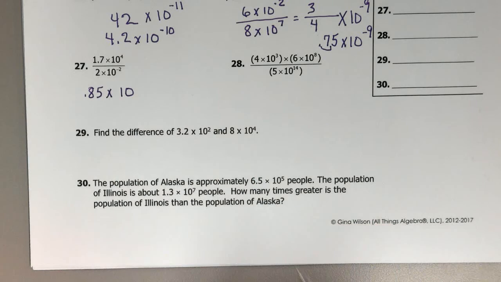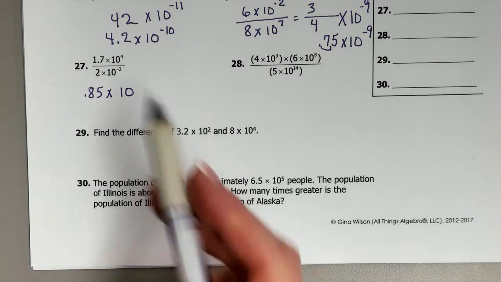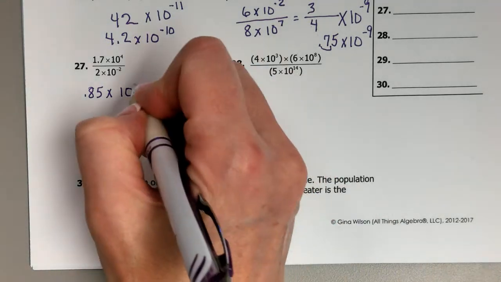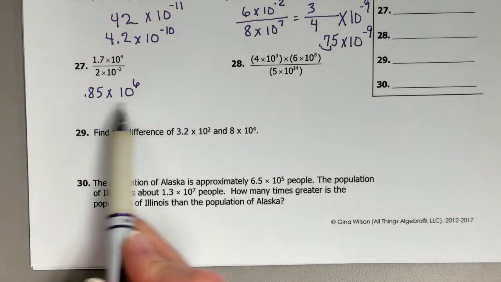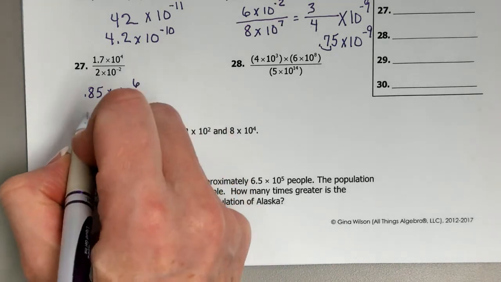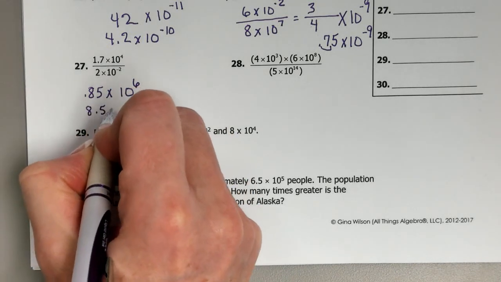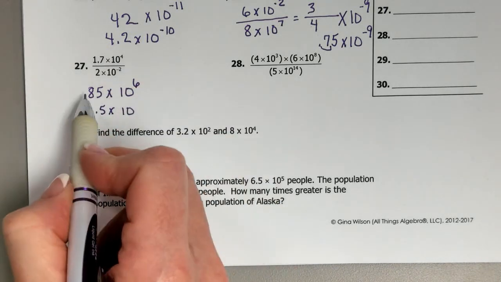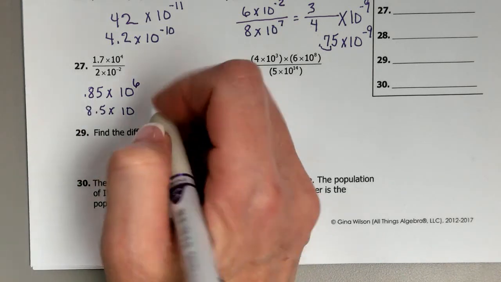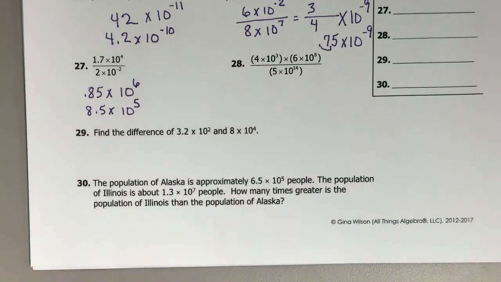times 10, and then what do I do with those exponents? Subtract. When they're stacked, we subtract. So 4 minus a negative 2 is what? 6. Am I good here? No. Where's the decimal need to go? Behind the 8. And moving the decimal to the right does what to my exponent? Yeah, it decreases. So I'd have 8.5 times 10 to the 5th.